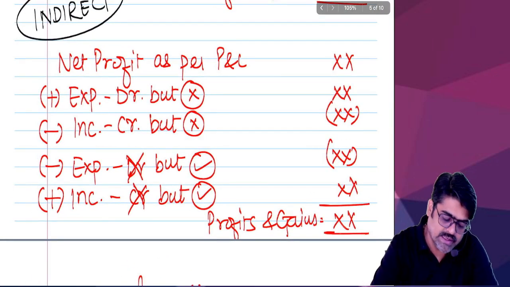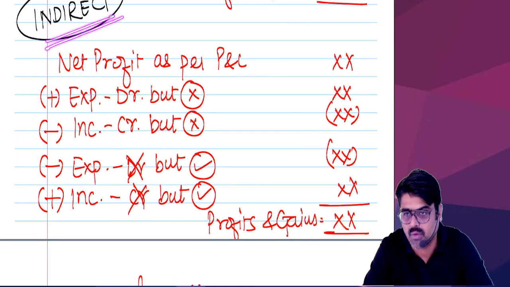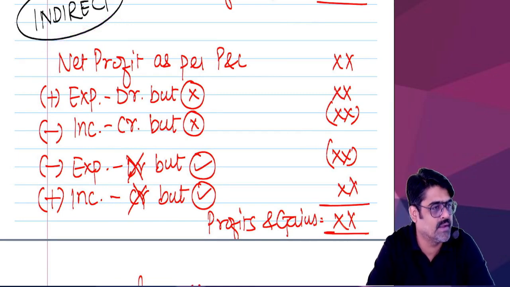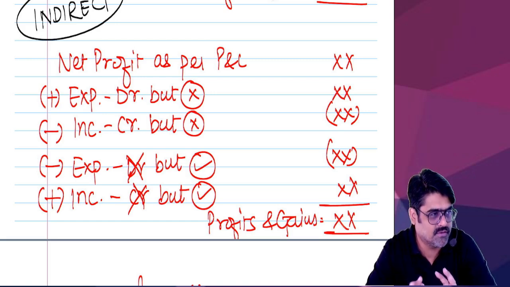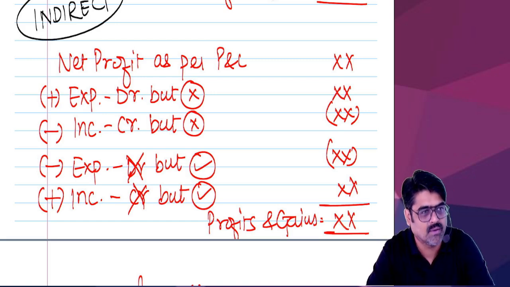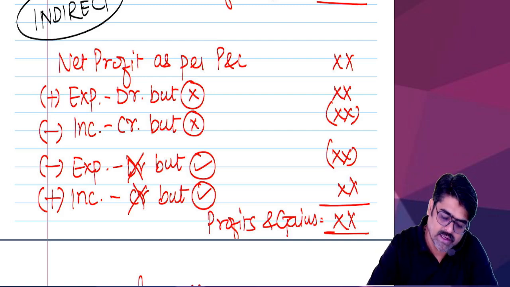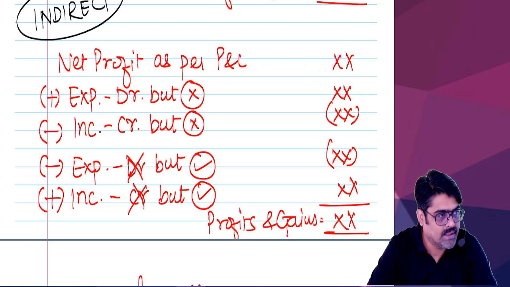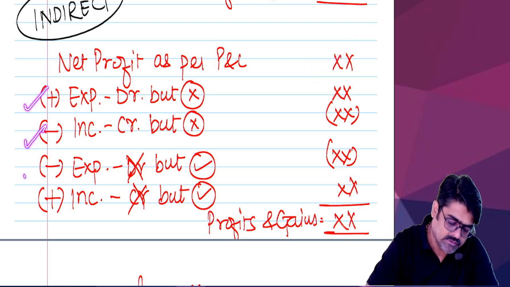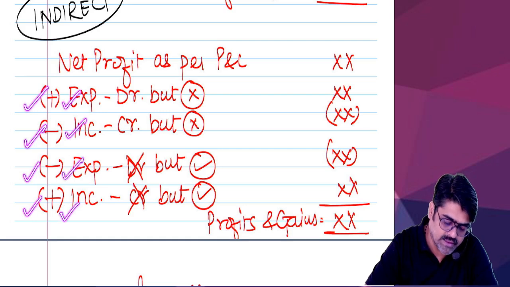To follow this indirect method, the profit and loss account or the income and expenditure account is given in the question. So we can follow the indirect method. And in the indirect method, what is happening? We clean the profits given in the P&L to get the profits and gains from business or profession. So we take the net profit as per P&L. Add, less, add. Expense, income, expense, income.